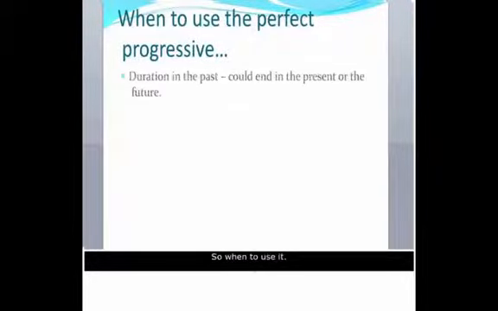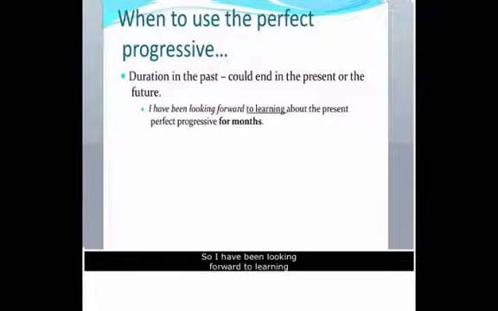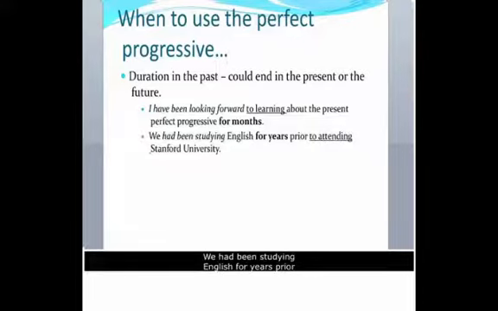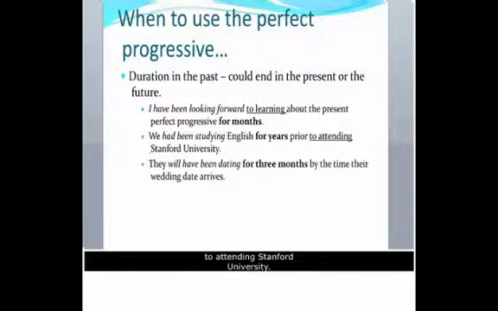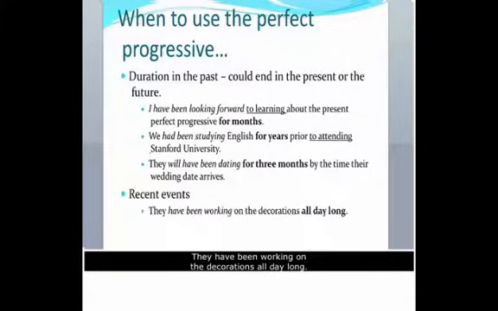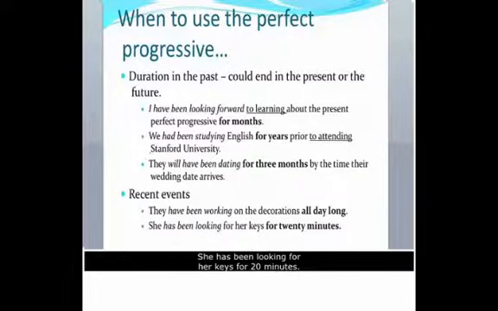So when to use it? Duration in the past. It could end in the present or in the future. So, I have been looking forward to learning about the present perfect progressive for months. We had been studying English for years prior to attending Stanford University. They will have been dating for 3 months by the time their wedding date arrives. Or for recent events, they have been working on the decorations all day long. She has been looking for her keys for 20 minutes.